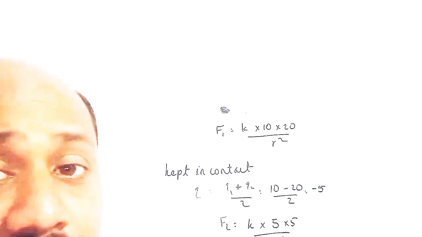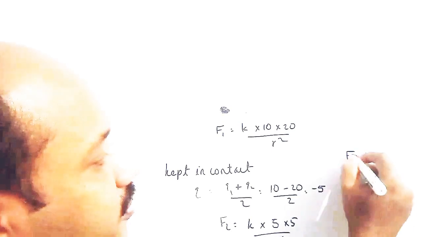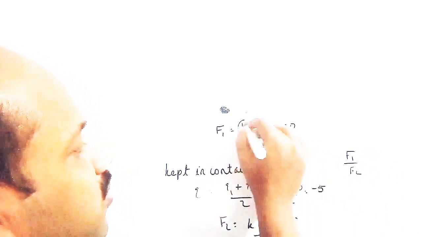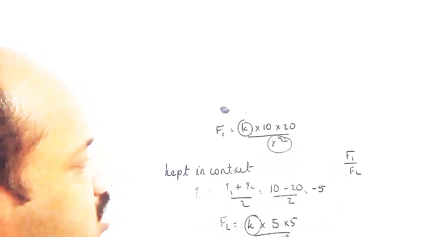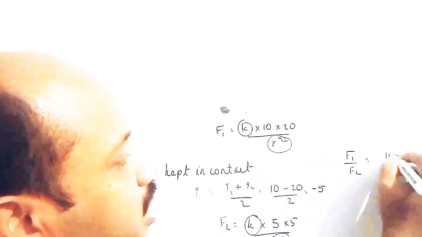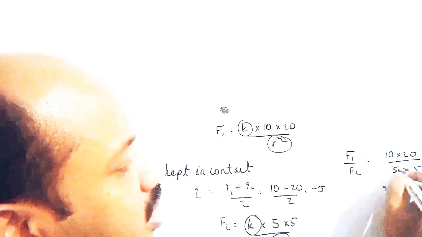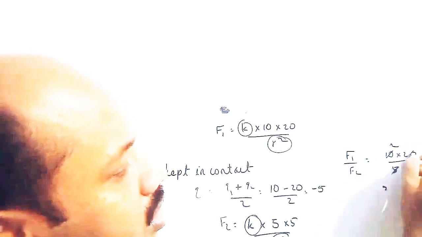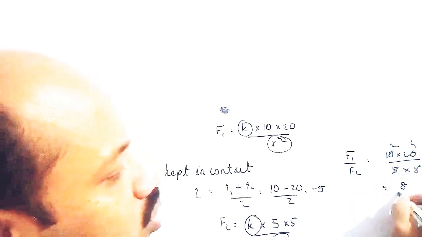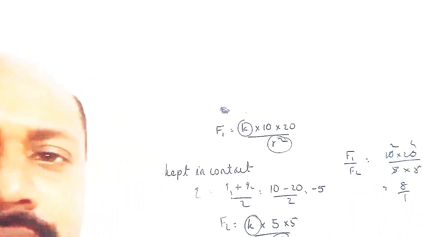Now what is the ratio between F1 and F2? F1 by F2 is equal to, in both of them K by R squared is constant. Then it is 10 into 20 divided by 5 into 5. This is 2, this is 4. Now that is 8:1. That is 8:1.